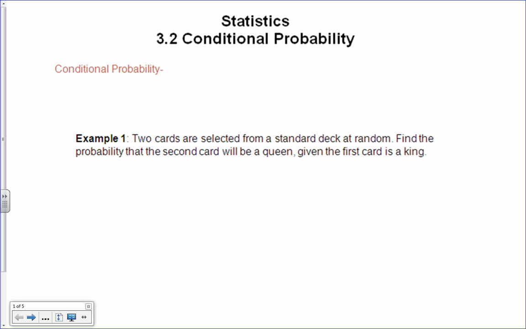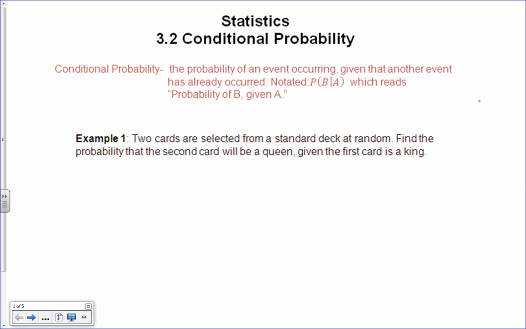Okay. So conditional probability. Obviously there is some condition on this probability. This one is kind of lengthy. It's the probability of an event occurring given that some other event has already occurred. So it's the probability of this new event coming up if I know something else has already happened. The notation is pretty important. It is the probability of B given A is how you would read that. So I'm trying to find out what's the probability of this event B happening if I already know event A has happened.